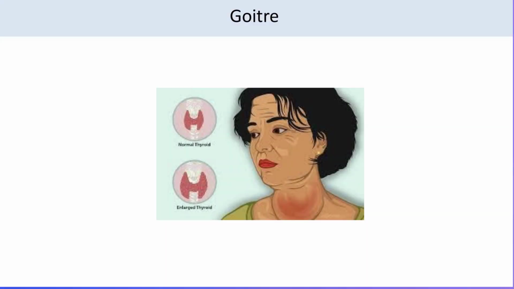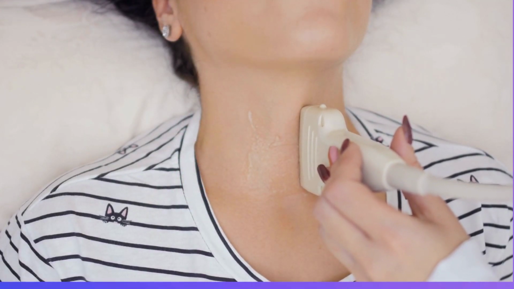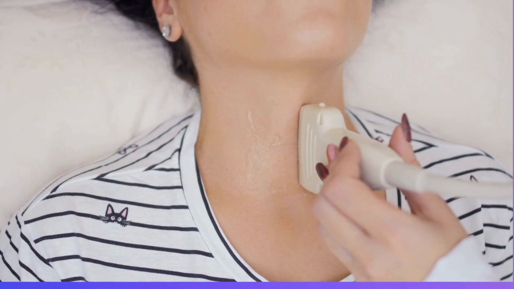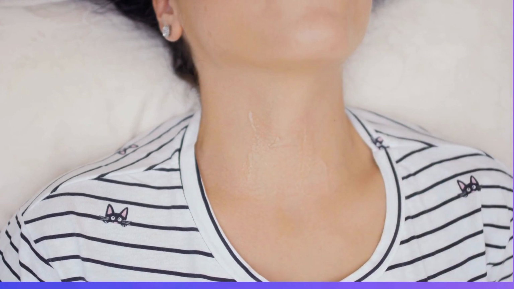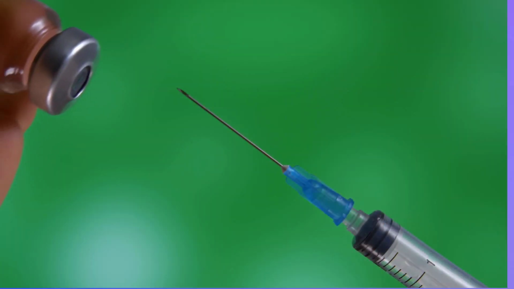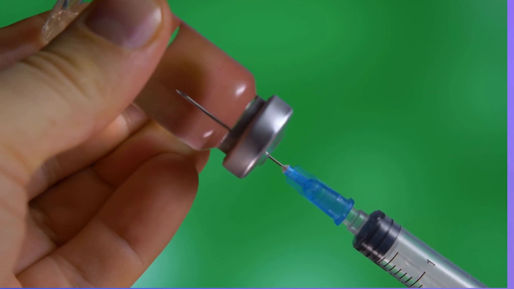Goiter refers to any abnormal enlargement of the thyroid gland. It is a common clinical presentation and can be caused by various factors, including iodine deficiency, autoimmune diseases like Hashimoto's thyroiditis or Graves' disease, and benign or malignant nodules. While some goiters may be asymptomatic, larger ones can cause compressive symptoms such as difficulty swallowing, breathing, or speaking due to their close anatomical relationships with the trachea and esophagus. Understanding the underlying cause of goiter is crucial for appropriate management.